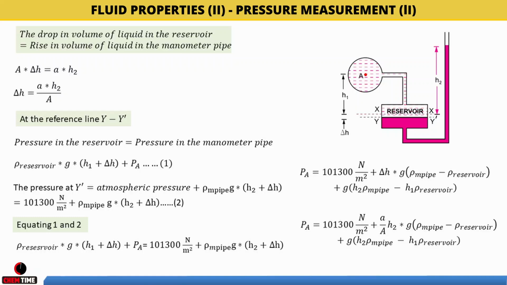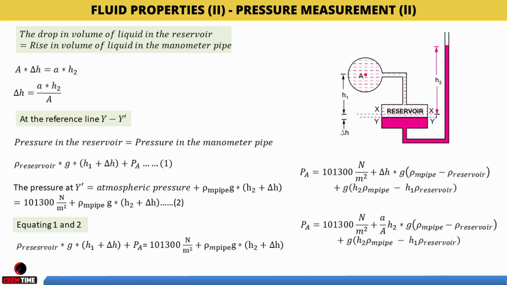So with this, the pressure at Y dash will be 101,300 plus rho m pipe into G into H2 plus delta H. If this 101,300 is eliminated, the pressure PA that is going to be calculated will be gauge pressure. So now we can get an expression for PA as 101,300 newtons per meter square plus delta H into G into rho m pipe minus rho reservoir plus G into H2 rho m pipe minus H1 rho reservoir.